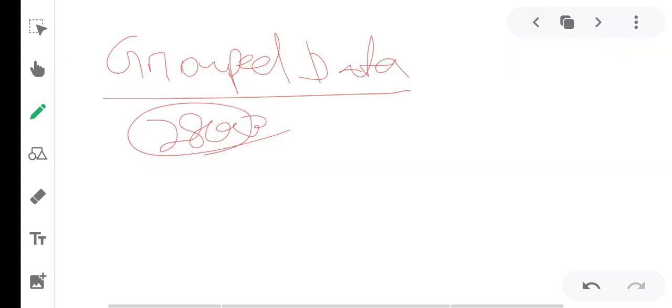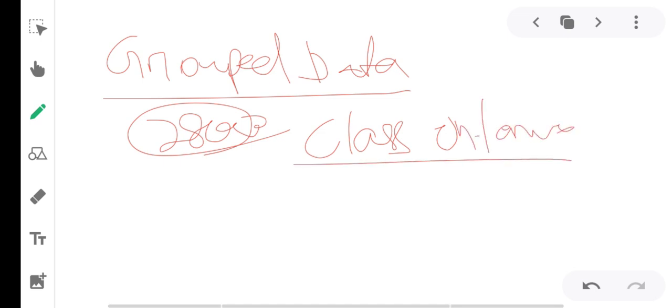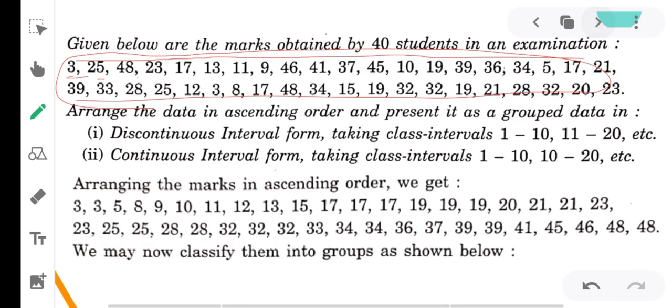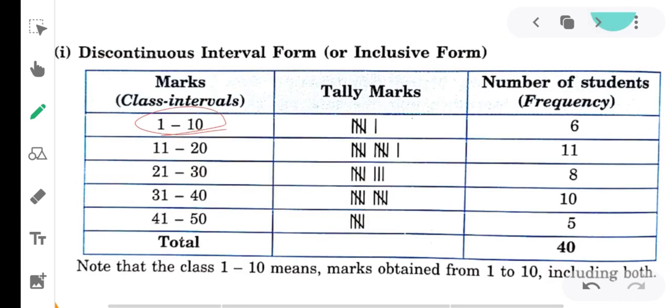In grouped data there is a term, class interval. Class interval means, as I told you, when the data is very large, we'll make groups of suitable size. That group is known as a class interval. For example, 1 to 10, 11 to 20, 21 to 30 are examples of class intervals.